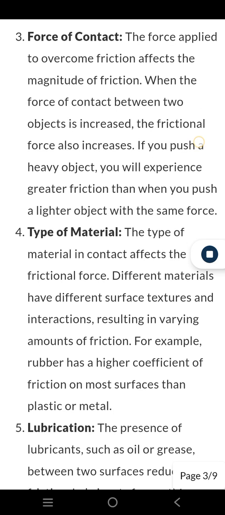Force of contact. The force applied to overcome friction affects the magnitude of friction. When the force of contact between two objects is increased, the frictional force also increases. If you push a heavy object, you will experience greater friction than when you push a lighter object with the same force.